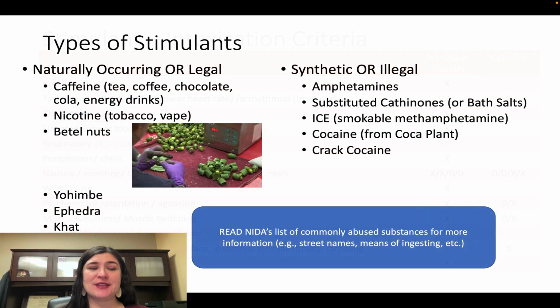The different types of stimulants include caffeine, nicotine, betel nuts, which are natural, ephedra, khat, and then the synthetic or illegal ones like amphetamine, substitute cathinones like bath salts, ice, which is the smokable methamphetamine, cocaine, which is from the coca plant, as well as crack cocaine. Make sure you've read over the required readings for NIDA's list of commonly used drugs, and you can find more information about the different schedule of classes that each of the drugs are in.